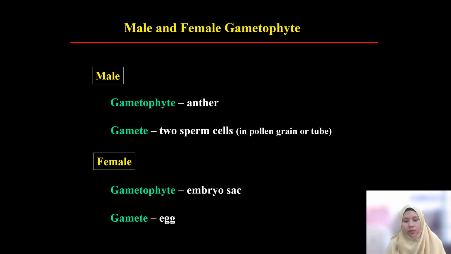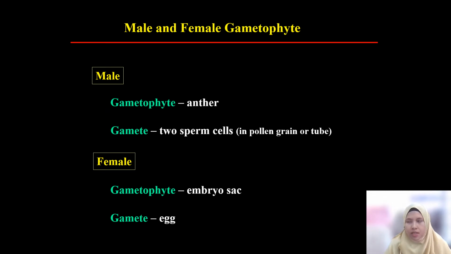Before that, we have to know the gametophyte of the male and female, because it involves reproduction and also fertilization. It's the same with humans as well. The plants need male and female sources. For plants, the male source is the gametophyte. It comes from the anther, and the gamete is the 2 sperm cells. The 2 sperm cells of the male in plants are located in the pollen grain or the pollen tube. For female, the gametophyte is the embryo sac, and the gamete is the egg.